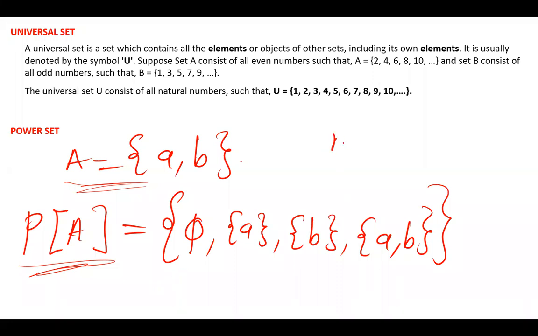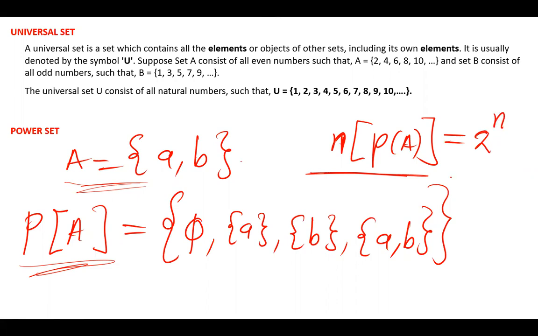So if they say find n(P(A)), they are simply asking you to find the cardinality of the power set of A, which is the number of subsets of a given set, and it is given by 2 to the power n. So if, for instance, you have 2 elements there, you just put 2 where there's n, say 2 to the power 2, and the answer will give you 4.